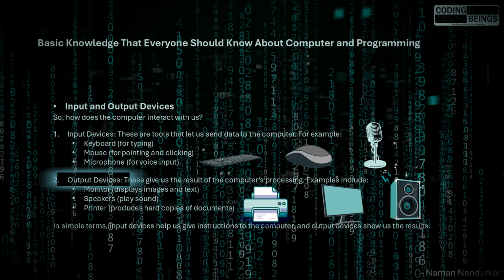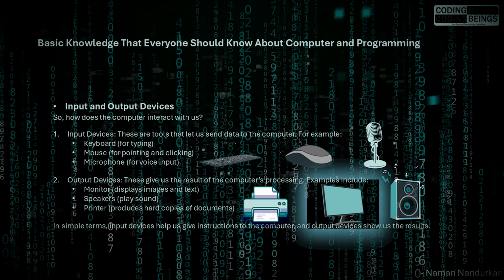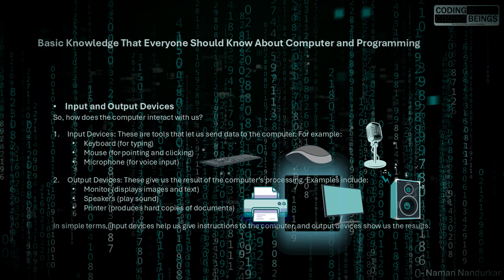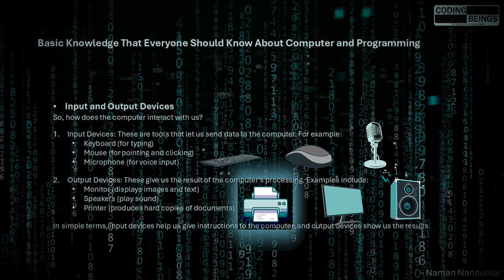Output devices give us the result of the computer's processing. Examples include monitor for displaying images and text, speaker for playing sound, printers for producing hard copies of documents. In simple terms, input devices help us to give instructions to the computer and output devices show us the result.